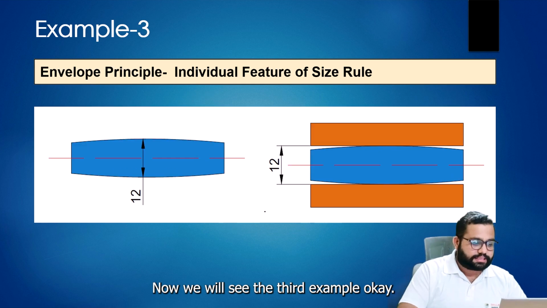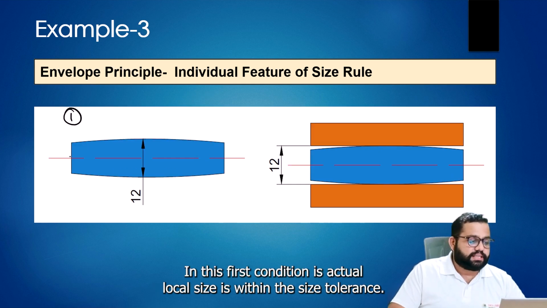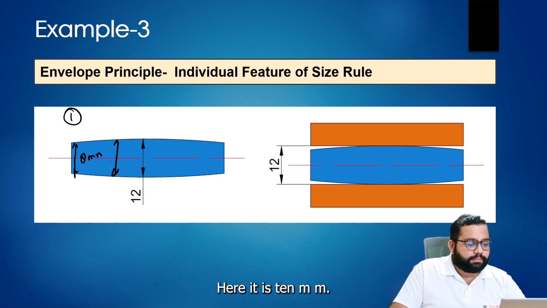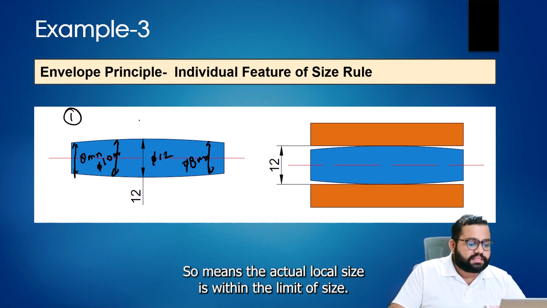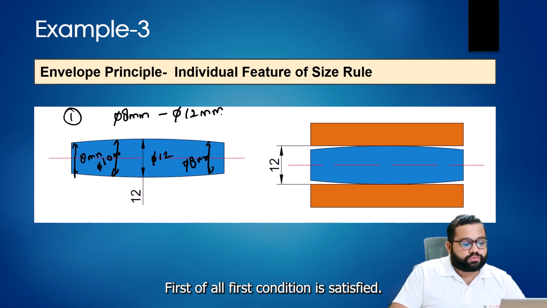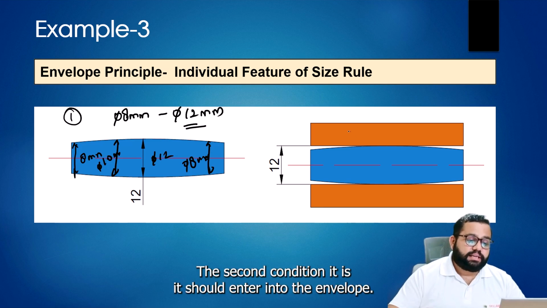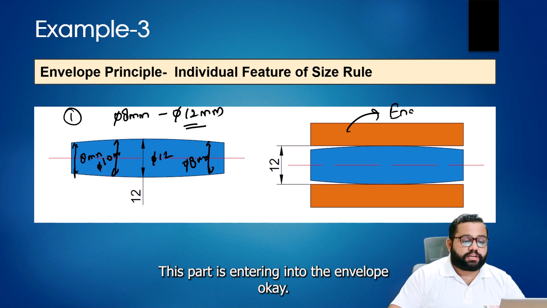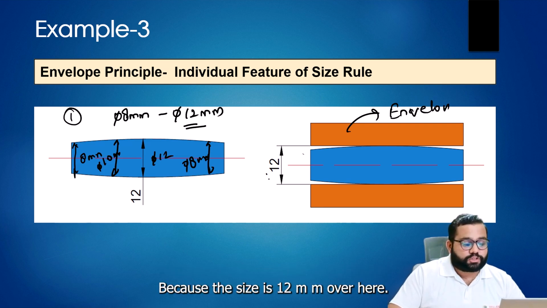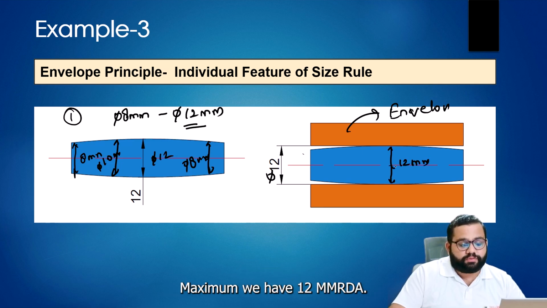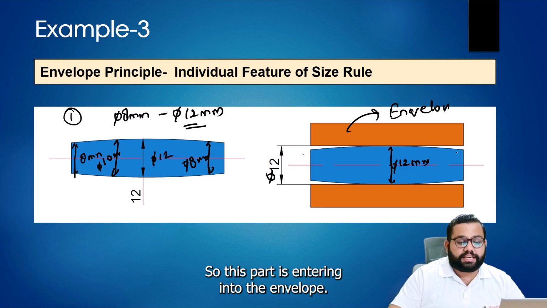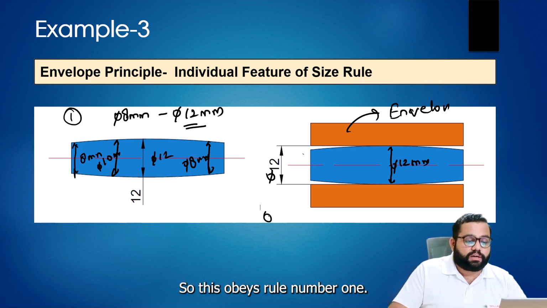Now we will see the third example. In this, first condition is actual local size is within the size tolerance. So let's say this is 8 mm, here it is 10 mm, here it is 12 mm, and again here it is 8 mm. So the actual local size is within the limit of size; the first condition is satisfied. The second condition, it should enter into the envelope. This part is entering into the envelope, because the size is 12 mm over here, and the maximum size of this part is 12 mm dia. So this obeys rule number 1.